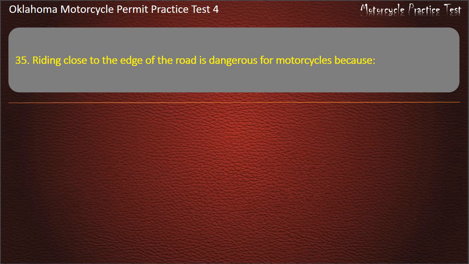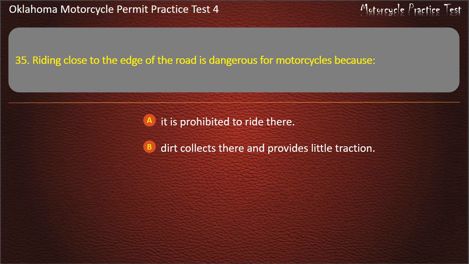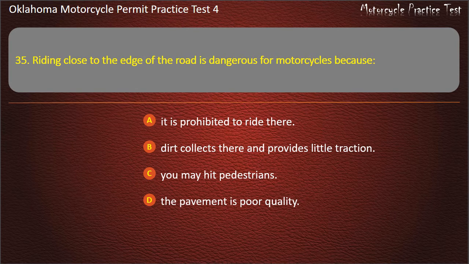Question 35. Riding close to the edge of the road is dangerous for motorcycles because it is prohibited to ride there. Dirt collects there and provides little traction. You may hit pedestrians. The pavement is poor quality. Answer. Dirt collects there and provides little traction.